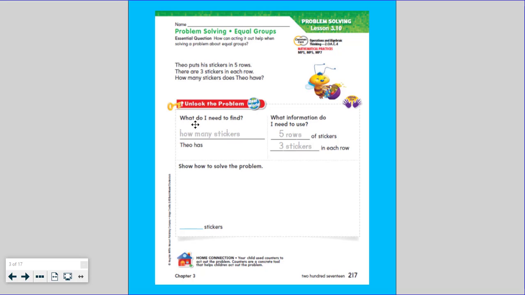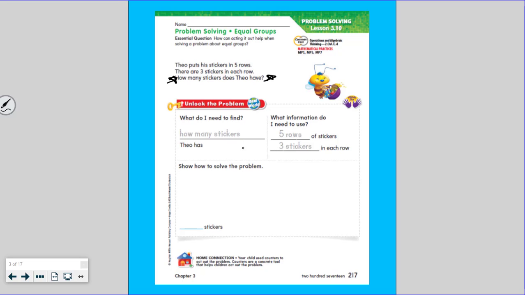So what you need to trace is, it says, what do I need to find? You need to trace this. It says how many stickers. So pause your video and trace how many stickers, because that's what I need to find out, how many stickers Theo has. That's the question being asked right here: how many stickers does Theo have?